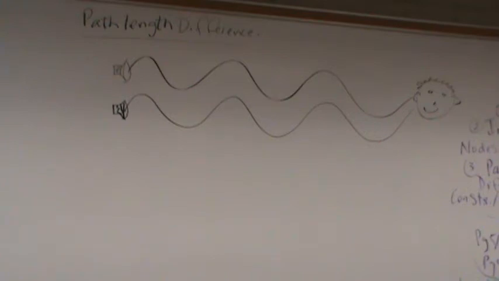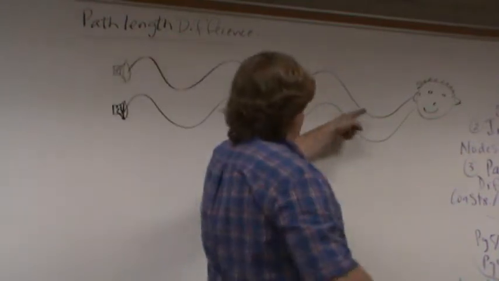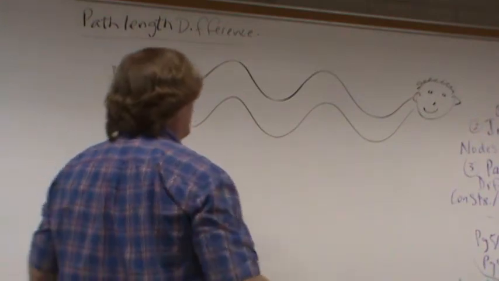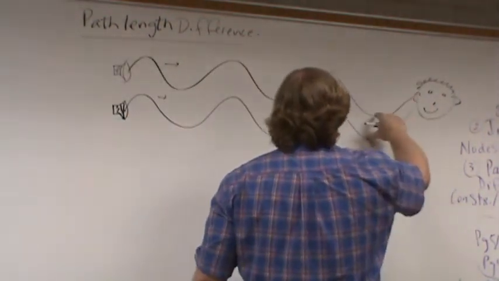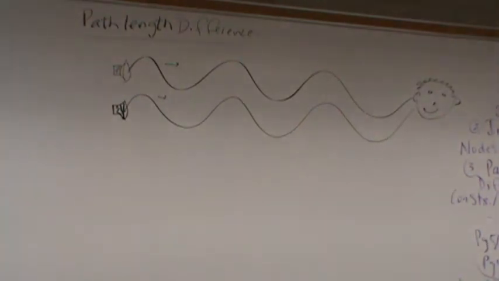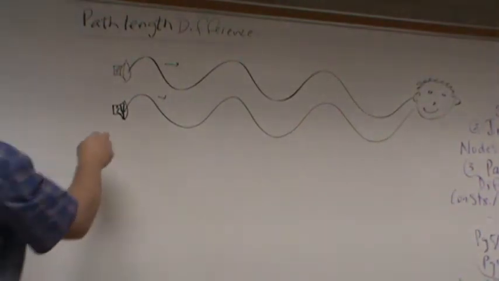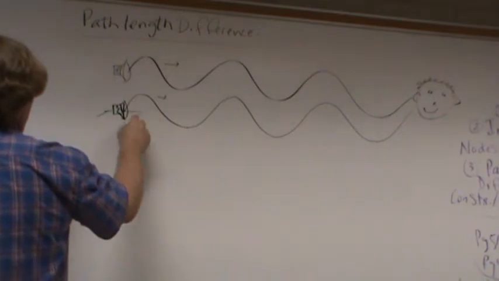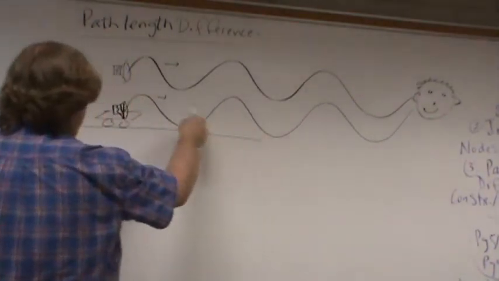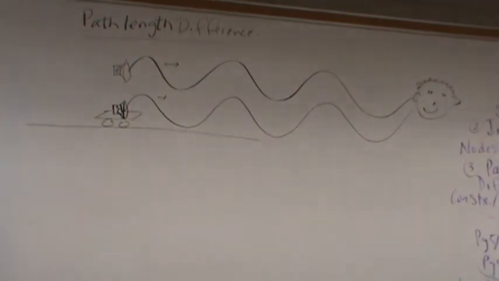Hopefully you're getting constructive. DeAndre, why'd you say constructive? Crest to crest, trough to trough. Beautiful, crest to crest, trough to trough. It's that easy, right? Both of these waves are moving in that direction, so they will always meet crest to crest, trough to trough. So the amplitudes are reinforcing each other. Then I decide, you know what? I'm going to put this speaker on a dolly. And I'm going to be able to move this dolly back and forth along this horizontal line.